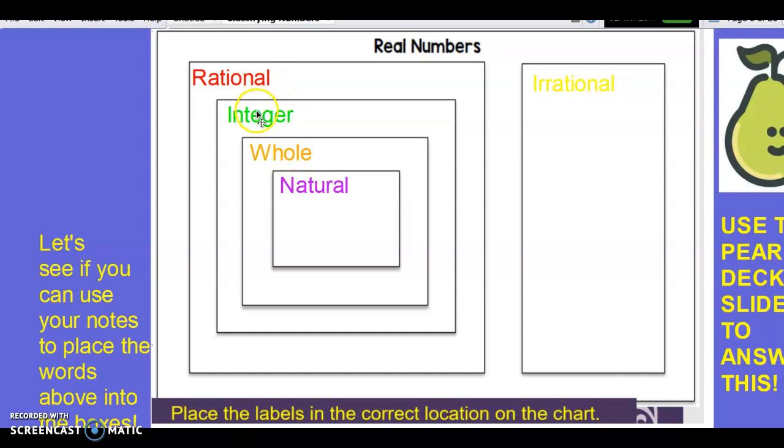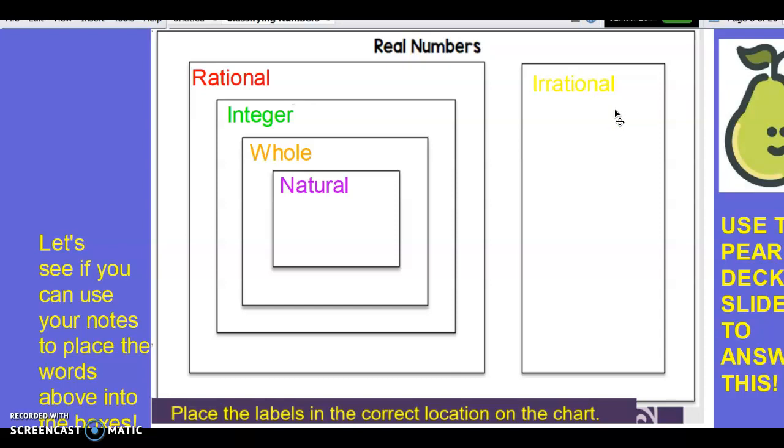And rational numbers include all of these things, integers, whole numbers, and natural numbers, but what they add are perfect squares that you can simplify. They add fractions, mixed numbers, terminating decimals, and repeating decimals. And finally, off by itself over here are the irrational numbers. They are everything that's left, the non-terminating, non-repeating decimals.